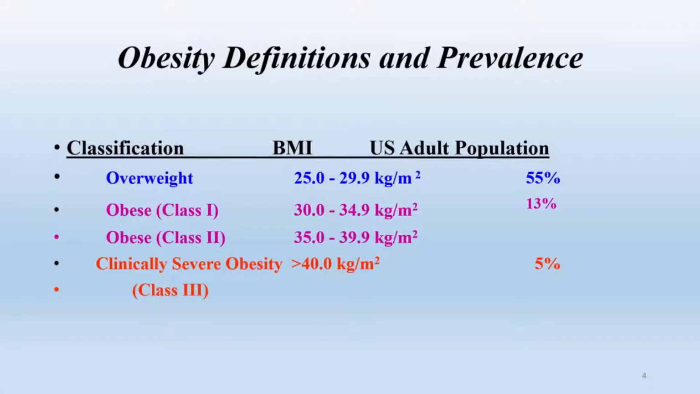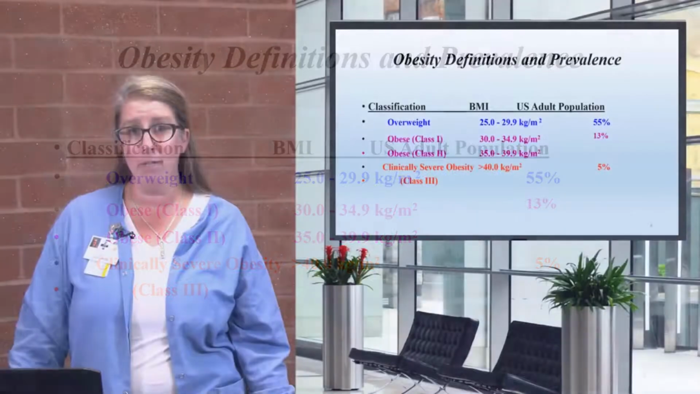So again, the folks in that category, the 35 to 39.9, have to have an associated health condition. Or if you have a BMI of over 40, candidates that have a BMI of over 40 are not required to have a health condition to go along with it. At that point, we're trying to prevent those health conditions that I just mentioned.